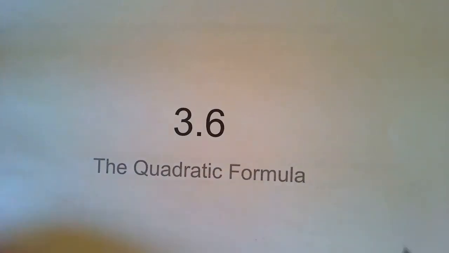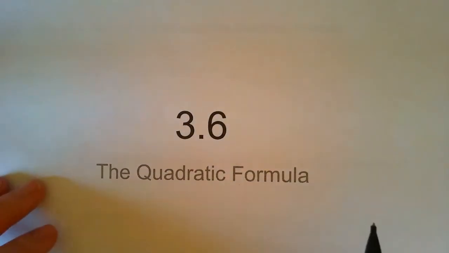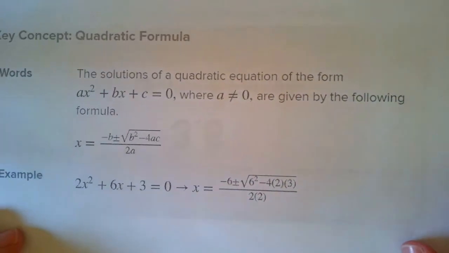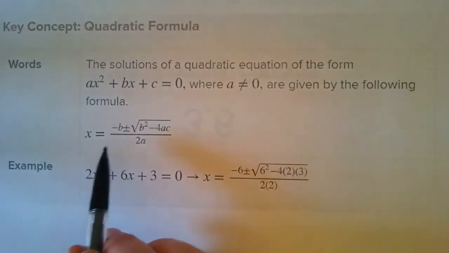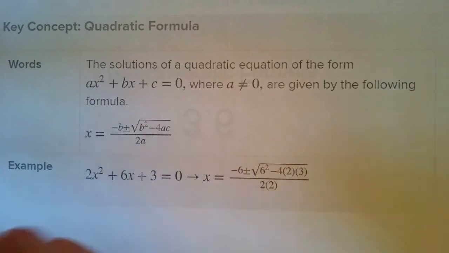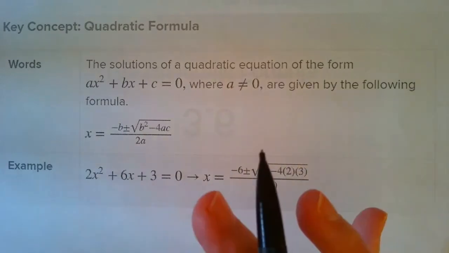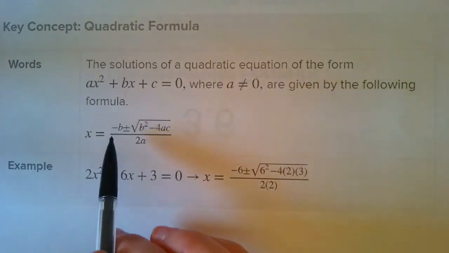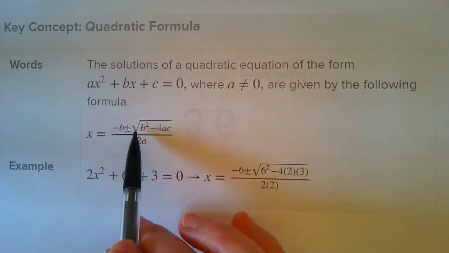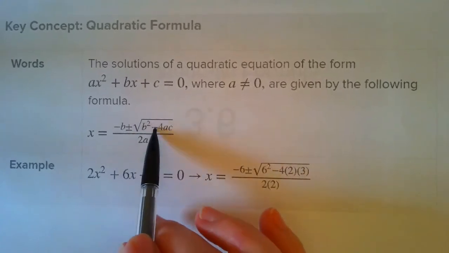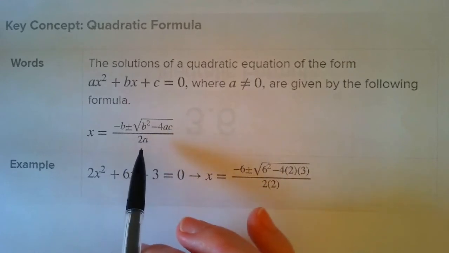Section 3.6 is where we're going to solve a quadratic equation using the quadratic formula. So the first thing we need to know is what the quadratic formula is. Here's what it looks like. This is your formula that will help you find any answer to a quadratic equation, okay? Opposite of b plus or minus the square root of b squared minus 4ac, all over 2a.